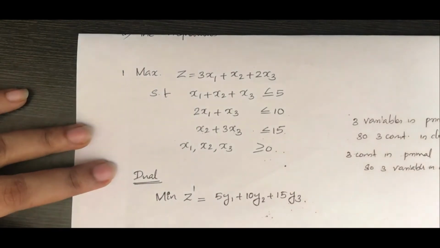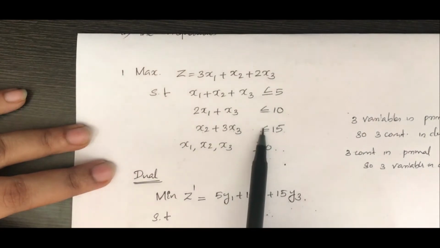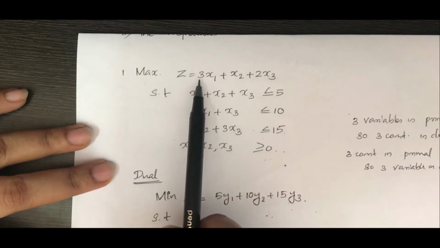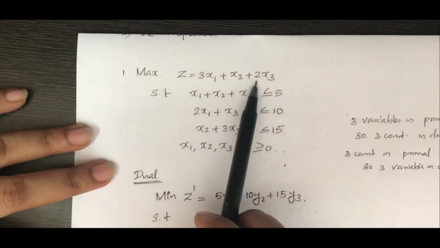Now we are going to write the constraints, subject to. All these constraints in the primal are less than or equal to, so the dual constraints should be greater than or equal to. What will be the right hand side of the dual constraints? The first constraint has the right hand side 3, the second has 1 and the third has 2.